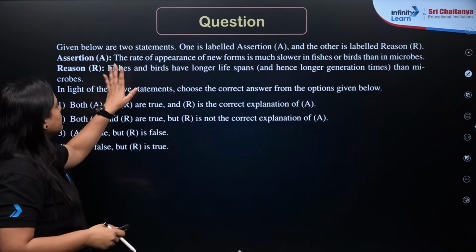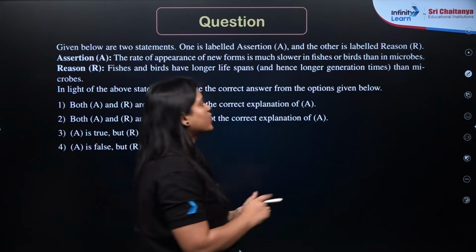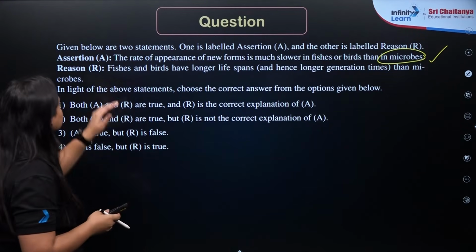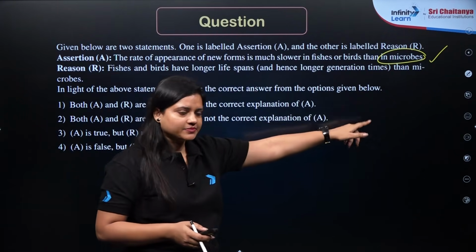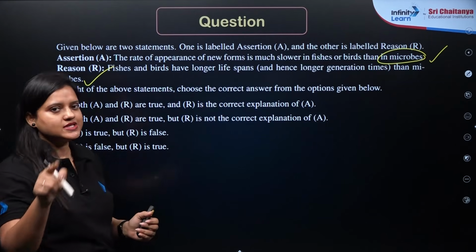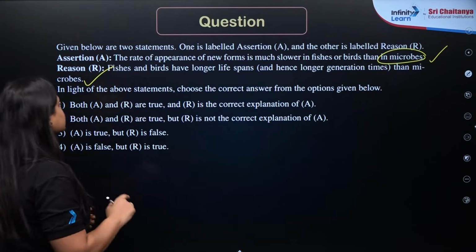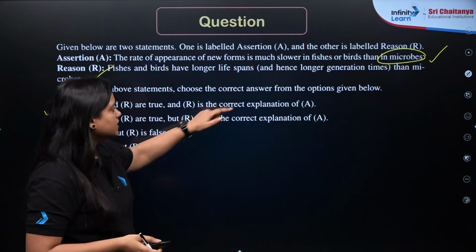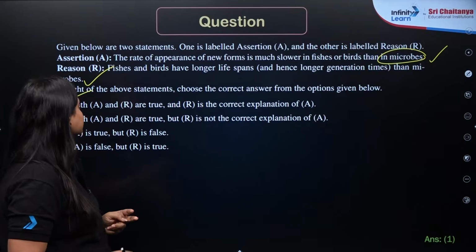Next question. The rate of appearance of new forms is much slower in fishes and birds than in microbes. That's true, and it depends on the life cycle, lifespan, right? So fishes and birds have longer lifespan and hence longer generation time than the microbes, absolutely. So assertion is also correct, reason is also correct, and reason is the correct explanation of assertion as well. So correct answer for this question should be 1. Right? Be careful with the sequence of options also. Read it and then mark it. So answer here is 1.